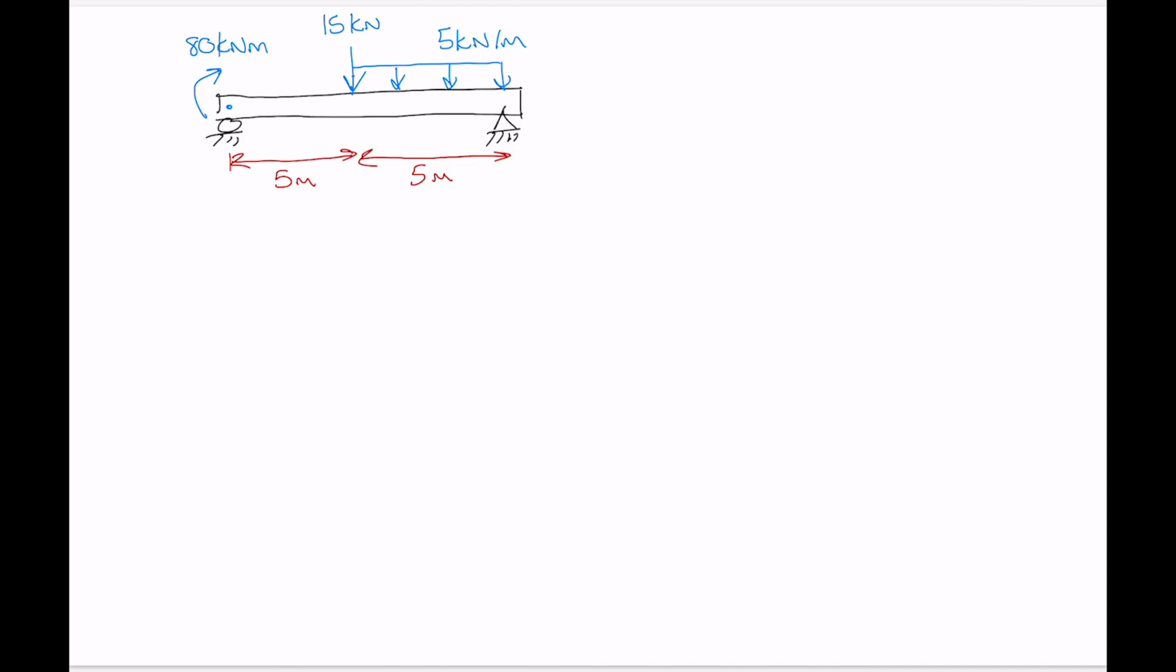Now, what I'm going to do is draw on the support reactions here. If we made this a free body diagram and did a sum of the moments about any point and a sum of the forces in the y direction, then these are the support reactions that we'd get. This support reaction here would be 5.75 kilonewtons, and this support reaction here, By, would be 34.25 kilonewtons.